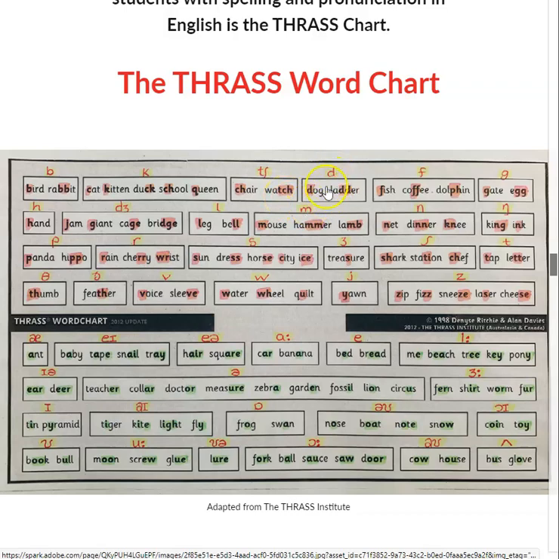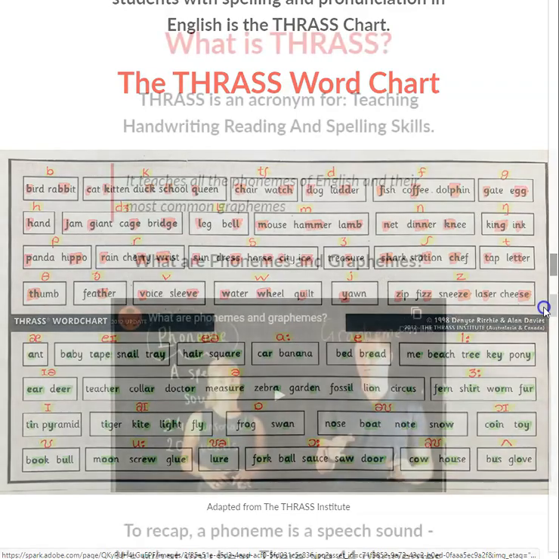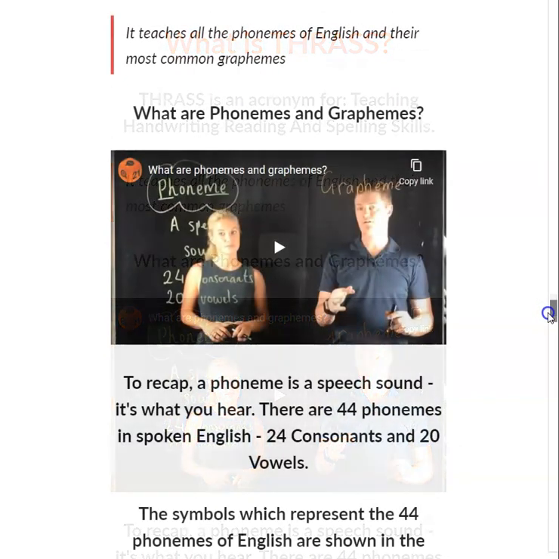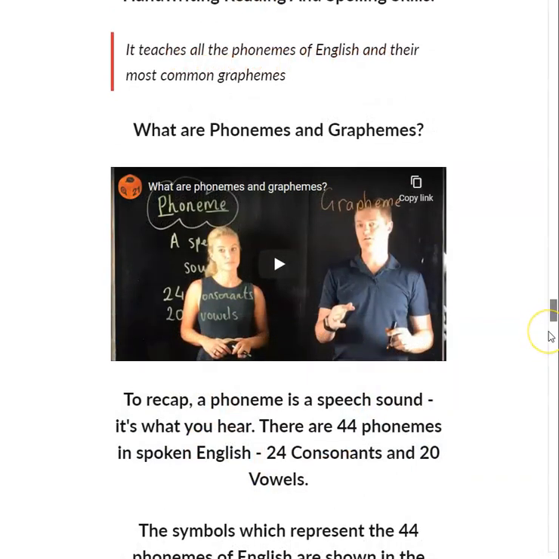And then the D box shows you the common spelling choices for D, one D or two Ds. The F box, the most common spelling choices for F are one F like fish, two Fs like coffee, or PH like dolphin, and so on. So it's a very useful tool for getting to know the most common spelling choices for each of the phonemes of English. THRASS is an acronym, and it stands for Teaching Handwriting, Reading and Spelling Skills. THRASS teaches all the phonemes of English and their most common graphemes.